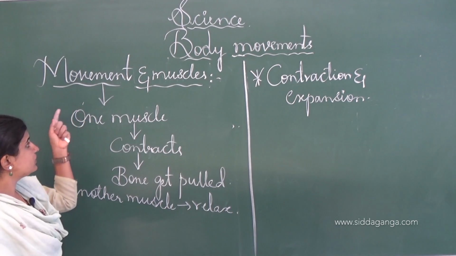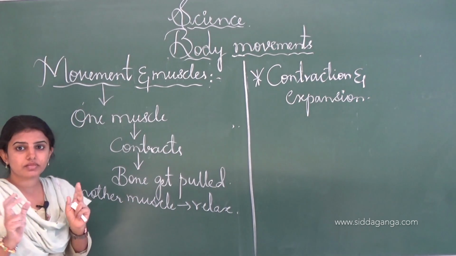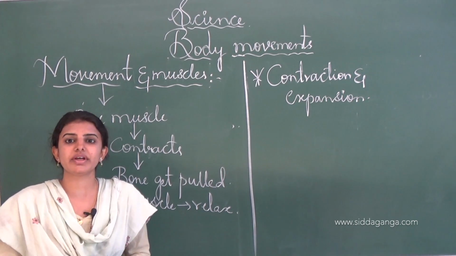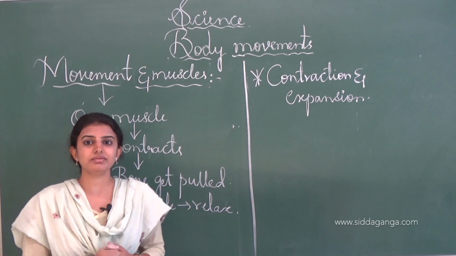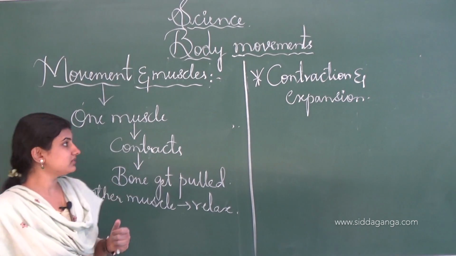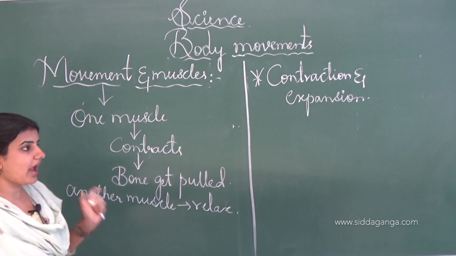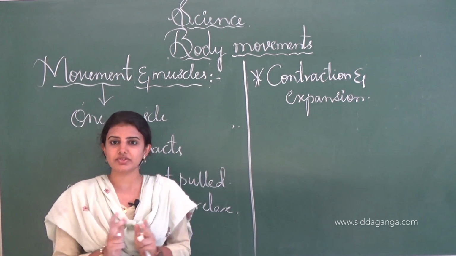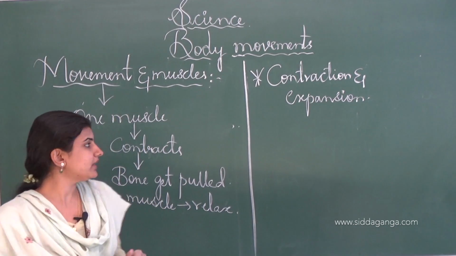Once again I will tell you. Like the skeletal system, our body consists of another system called the muscular system, which consists of muscles, and contraction as well as expansion movements take place in these muscles.